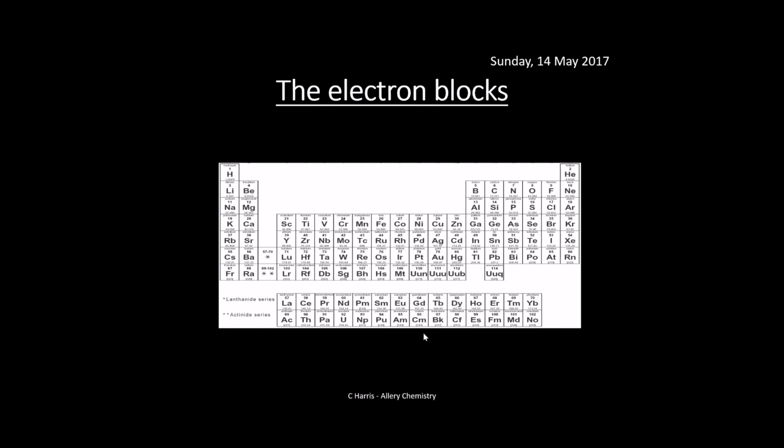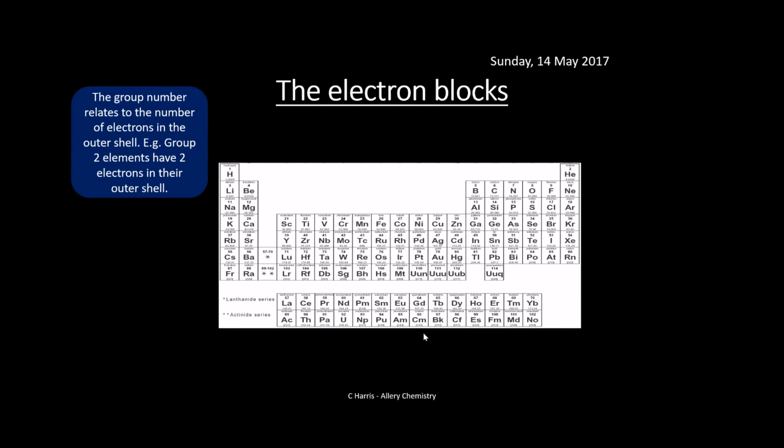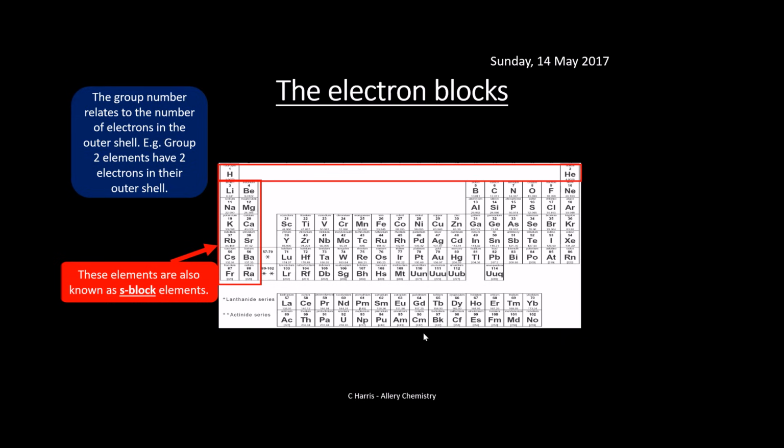Okay, so obviously we know about these SPD blocks, we know about ionization and how the electrons are removed, but we need to know how that correlates to the periodic table, because you're going to be using the periodic table quite a bit. So the group number relates to the number of electrons in the outer shell. For example, group 2 elements have 2 electrons in their outer shell. These blocks here, the ones in red, are also known as your S block elements. So that includes group 2, for example.